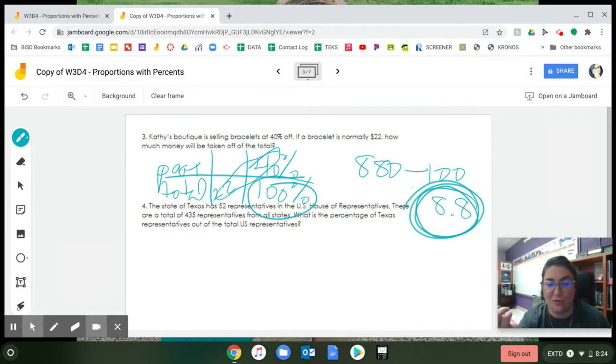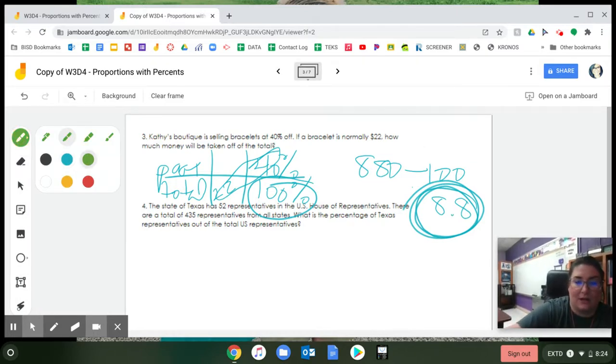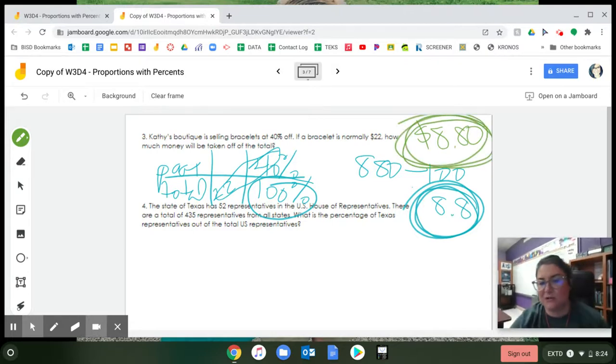Now, if I was going to answer what they're asking is money, that would turn into, and I'm going to write it in green just because that's money, $8.80. That is actually what they're asking, how much money is taken off. So you always want to do that, especially in these percent proportions, because they could be asking, like on this one, instead of solving for how much is taken off, they could ask how much now do you have to pay. So you would actually do 22 minus 8.80. That's a huge part of these math problems, is really reading, understanding what the question is asking.